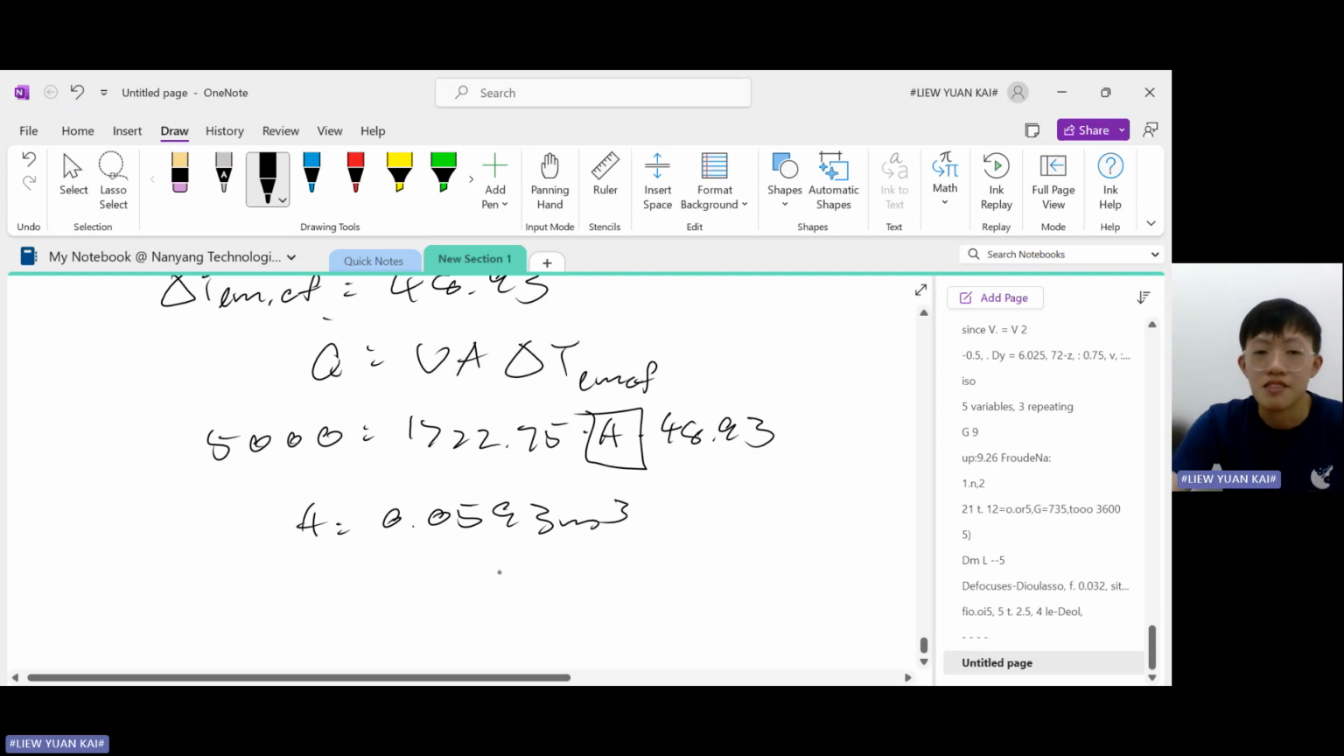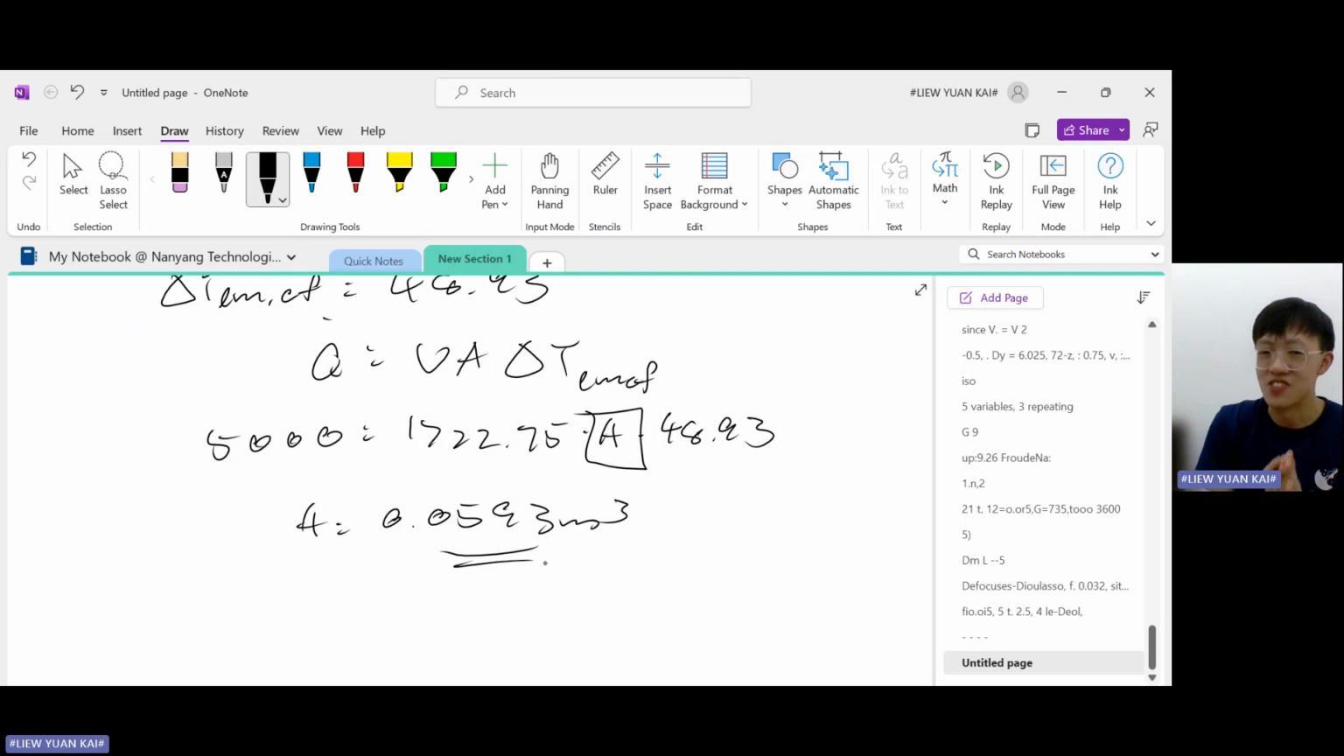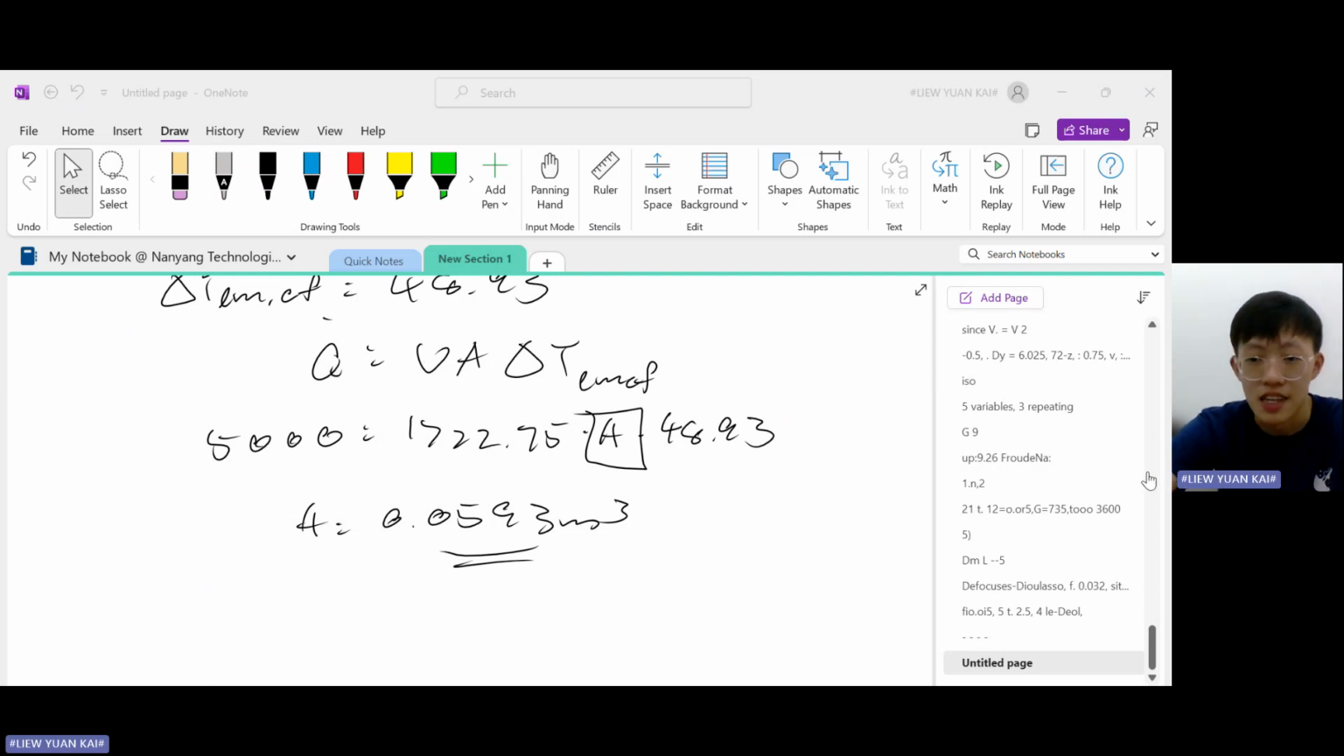This looks like a very suspiciously small area to me. I don't know if I did anything wrong, but as far as I can tell, it should be conceptually correct. If anybody has any disagreements, let me know down in the comments. This is how I see the question should be done. I'm going to go on to the next question in the next video. See you there.